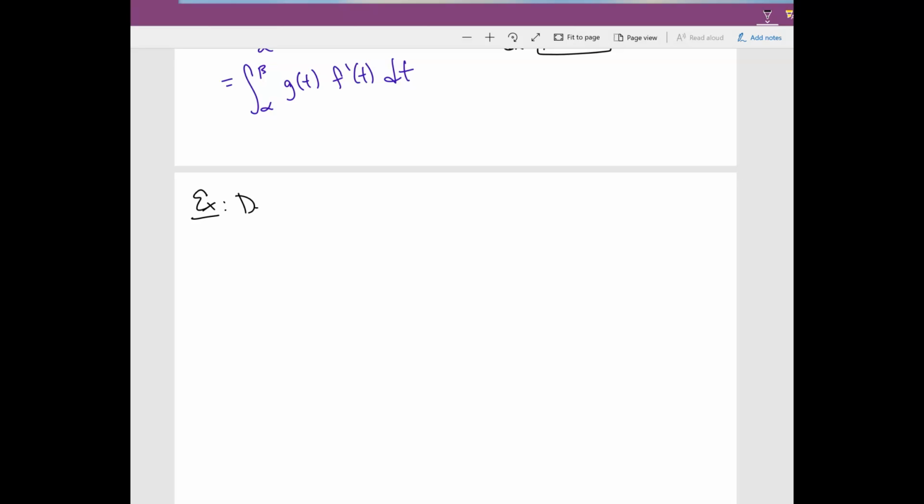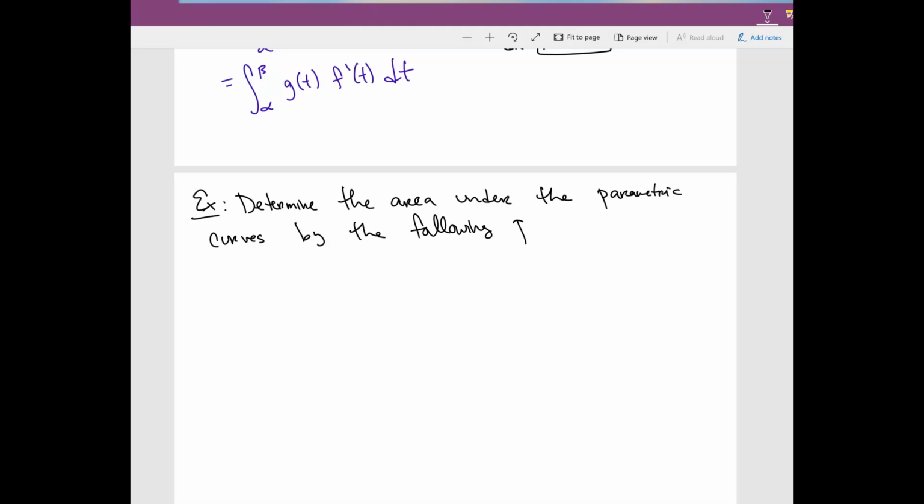Okay, so determine the area under the parametric curves given by the following parametric equations. Let's say x is equal to 6t minus sine t, and y is equal to 1 minus cosine t, and you want t to be from 0 to 2 pi.